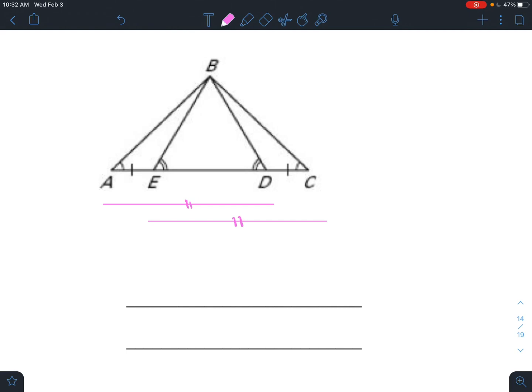Now, once we have all of this, I can also see that I have some base angles that are congruent. So that also tells me that BC and AB are congruent, which will put me with side angle side congruence. So triangle BAD is going to be congruent to triangle BCE by side angle side congruence.